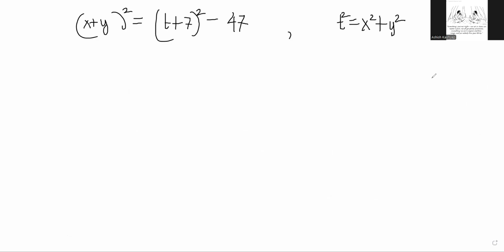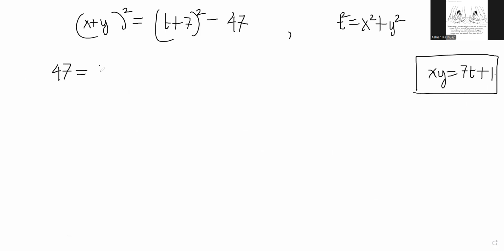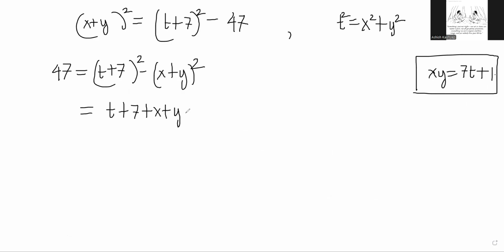And remember what was my substitution? We had xy was equal to t plus 1. That was my initial substitution. We have to keep that in mind. So here, if I simplify it a little bit, I can write it like this. (t plus 7) whole square minus (x plus y) whole square is 47. And using the identity, I'll get (t plus 7 plus x plus y) multiplied by (t plus 7 minus x minus y) is equal to 47.